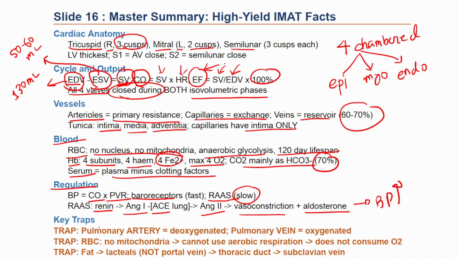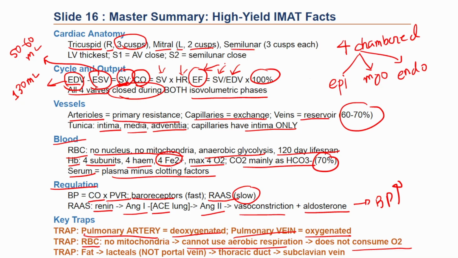First, do not assume arteries always carry oxygenated blood. The pulmonary artery carries deoxygenated blood from the heart to the lungs, while the pulmonary vein carries freshly oxygenated blood back to the heart. Second, because red blood cells lack mitochondria, they cannot perform aerobic respiration. This means they do not consume any of the oxygen they are transporting. Third, remember how nutrients enter the portal vein.